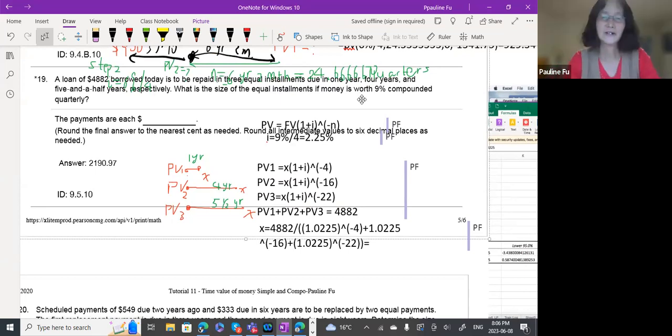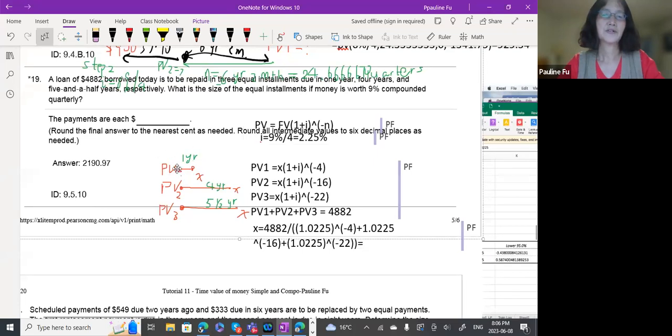Okay. So this is the equivalent payment problem. What is the one equivalent? You want to combine 3 payments into 1. So this is the diagram. We need to calculate the present value for 1 year, then the present value for 4 years, and the present value for 5.5 years. Then we add these 3 present values.